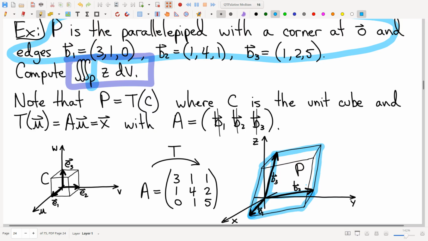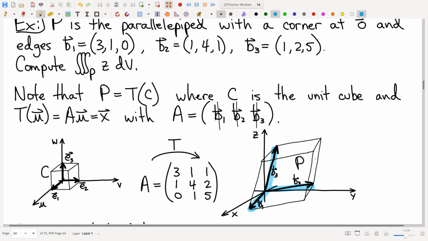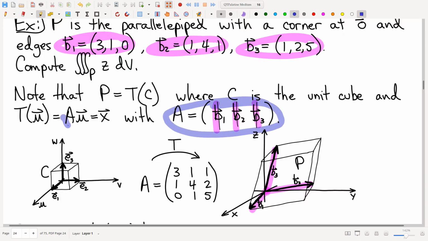Okay, so here's the move, magic trick. Totally awesome move. The edges that define the parallelepiped are given, right here they are. Those edges, make those the columns of your matrix, and let that matrix define your linear transformation. That will be your change of variables function.